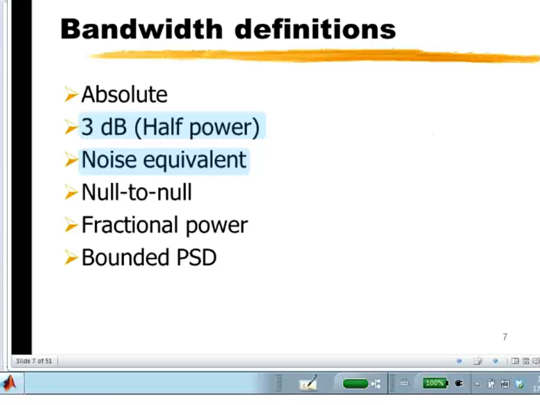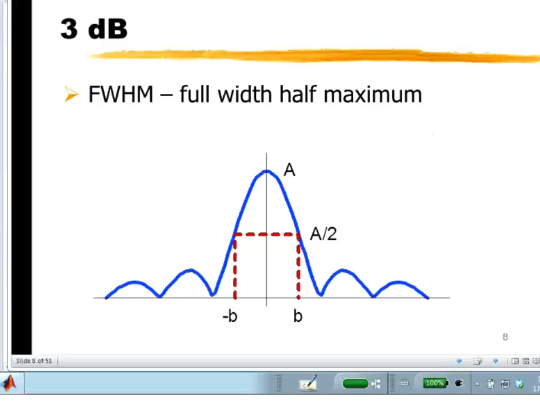So there are several definitions for bandwidth that are available. I'm going to focus just on two of them that we see the most often, which are the 3 dB or half power bandwidth and the noise equivalent bandwidth. I think I also use null to null in some of my examples. But in any case, very simple definitions.